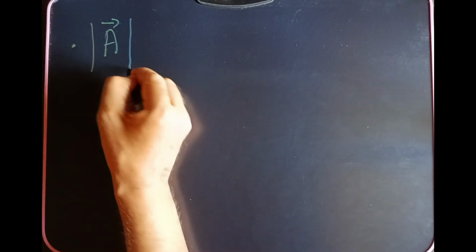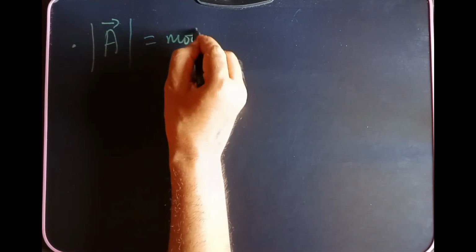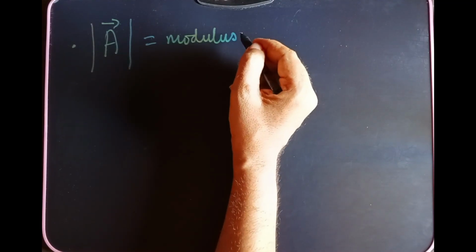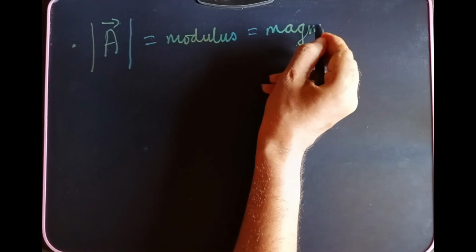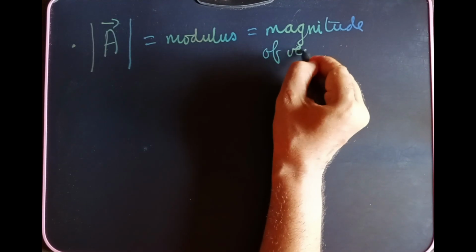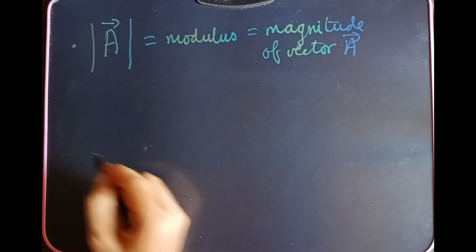Next important point, if I write vector A and put side bars, then this is called the modulus of the vector, or mod A. This simply gives the magnitude of vector A. It gives just the magnitude of vector A.